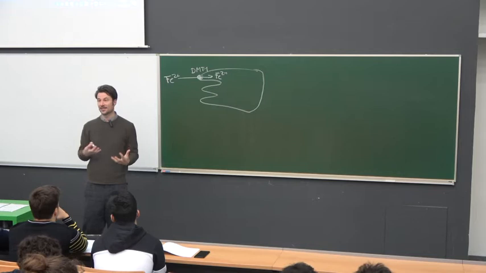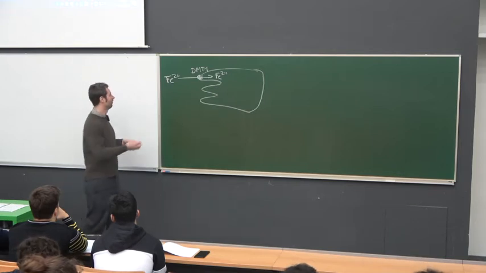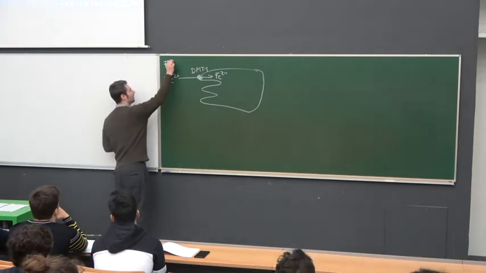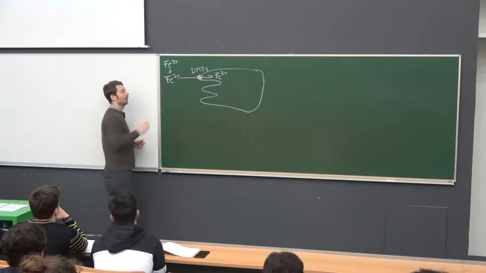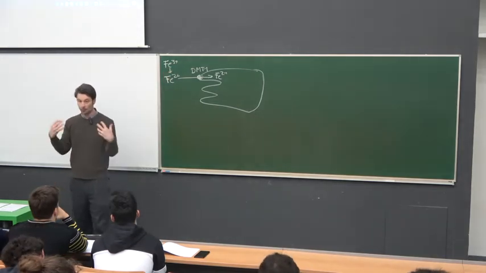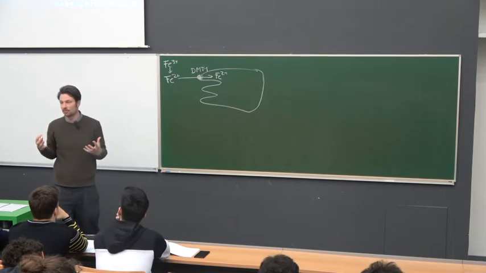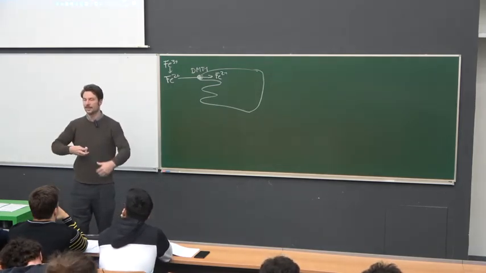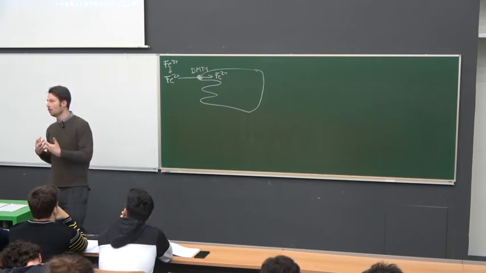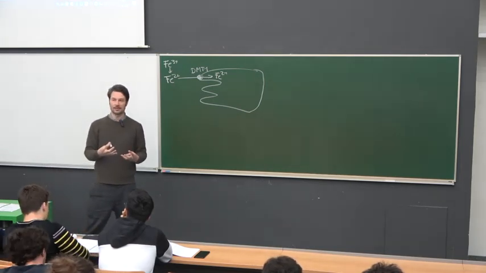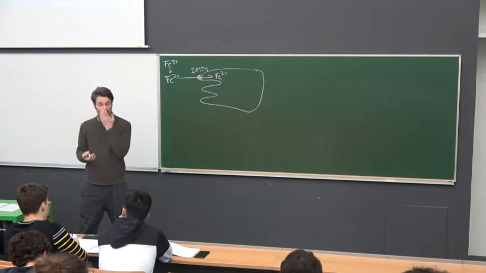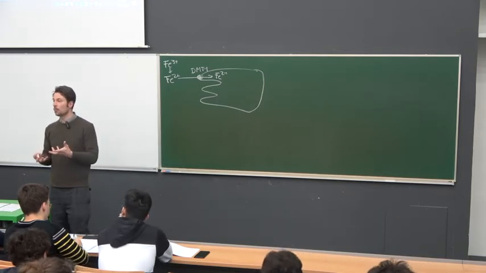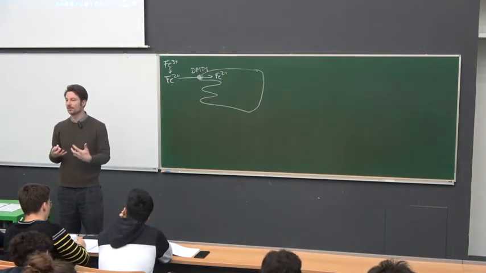So our body has to have ways of reducing iron 3, which is what we usually eat iron as. So we need to be able to reduce it to iron 2. And there are two ways of doing it. One is non-enzymatic, which does not need an enzyme. And that is basically just based on what we eat, on the composition of the diet.